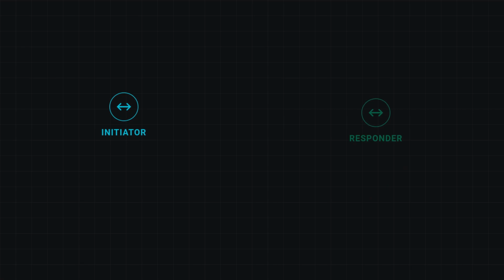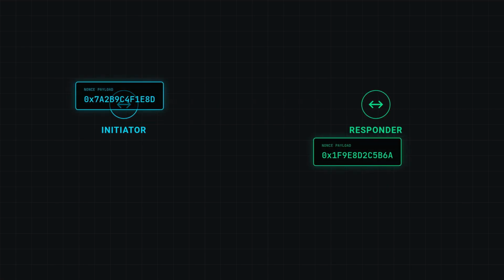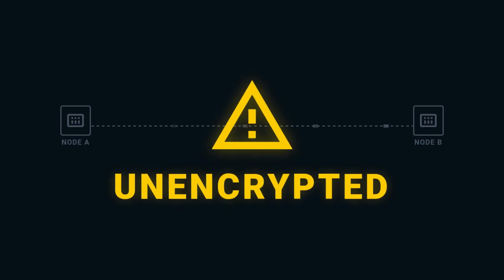Now, both peers prepare for key generation. Each side sends a key exchange payload containing their Diffie-Hellman public value, and a nonce payload, which is a large random number. These values derive the shared secret and future keying material. At this stage, the communication is still not encrypted.